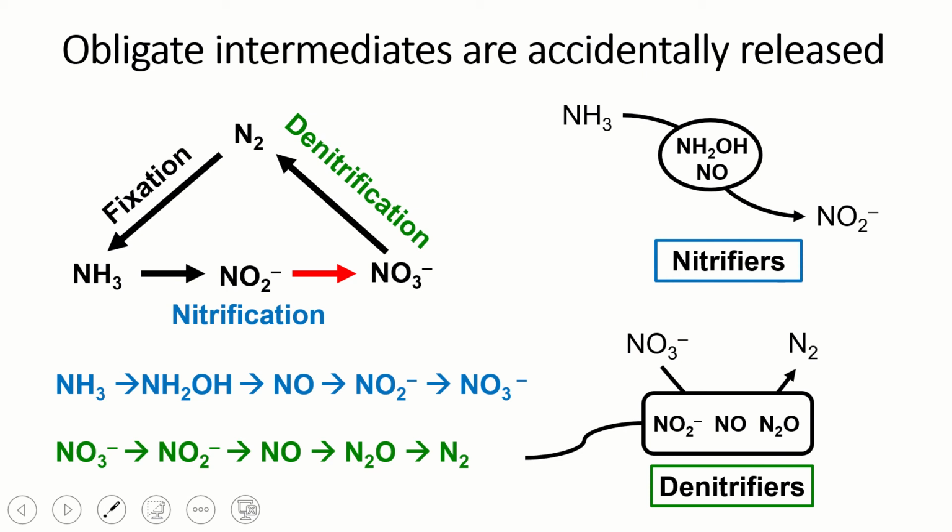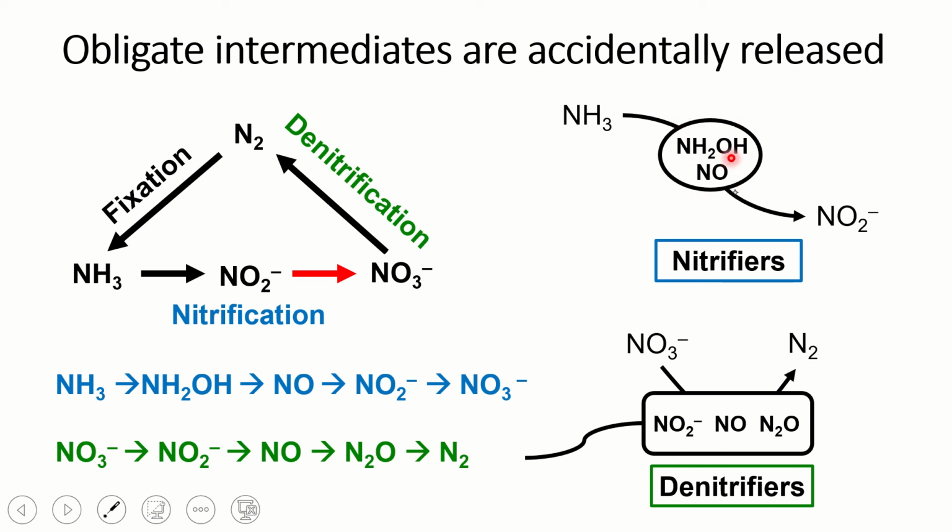And so for instance, the nitrifiers take in ammonia and release nitrite for one type of nitrifying bacteria, whereas denitrifiers take in nitrate and release N2. But remember, there are obligate intermediates on each of these pathways, which means they get released from the enzyme and are taken up by a downstream enzyme and converted to the next product. So these are within the cell.